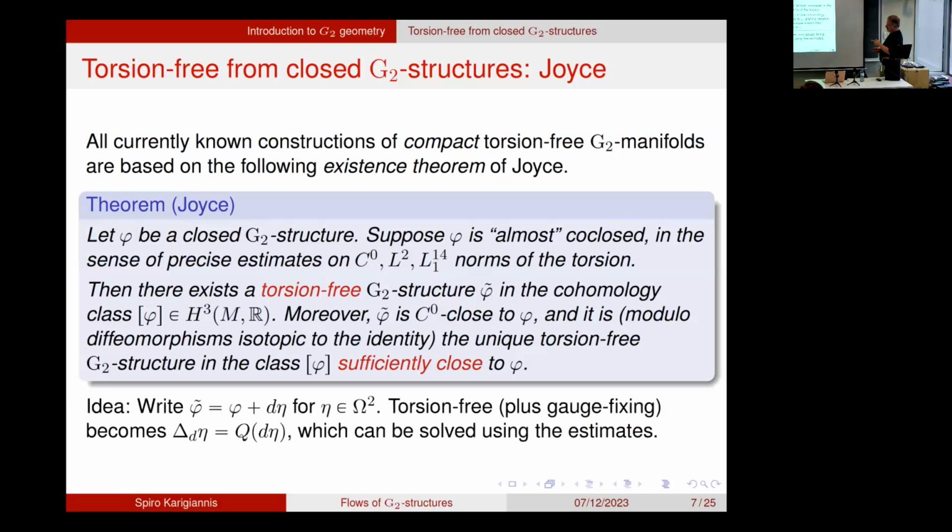Okay, so here's the idea for how he does it. He wants to stay in the same cohomology class, so the new one will be the old one plus d of a 2-form. Then there's the condition of being torsion-free plus a gauge fixing, because if you pull back a torsion-free G2 structure by a diffeomorphism, you get another torsion-free G2 structure. So he does a gauge fixing condition, and that system of equations becomes a nonlinear PDE, where the Laplacian of eta is some quadratic thing in d eta. You can show that there exists a unique solution for eta sufficiently small, or for d eta sufficiently small, assuming these estimates on the initial torsion.